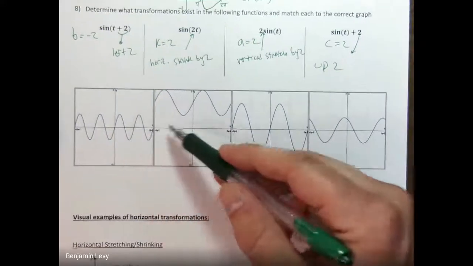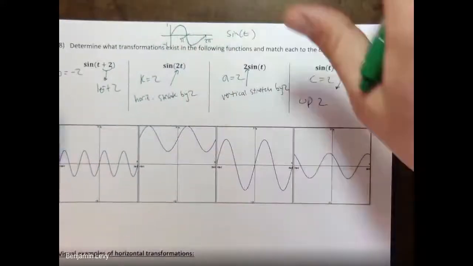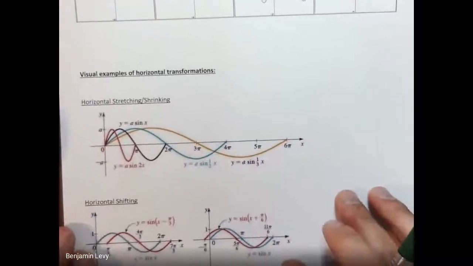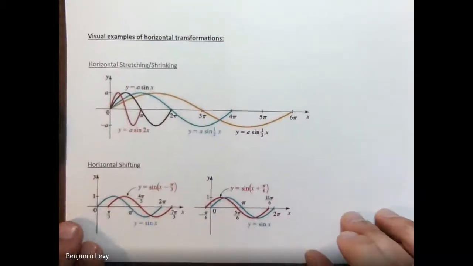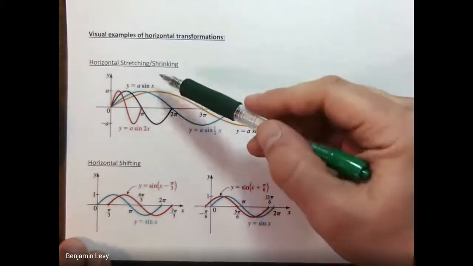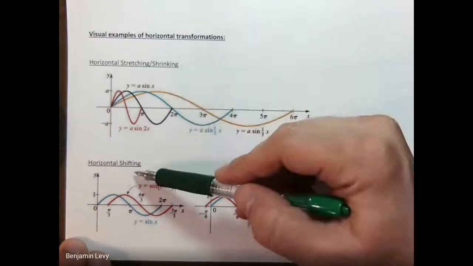Before we try to match it up to the graphs here, let me just point out these references down at the bottom. These are really just references. There's nothing else here other than just a reference. This is showing horizontal stretching and shrinking and horizontal shifting.